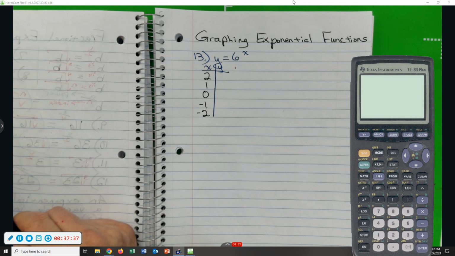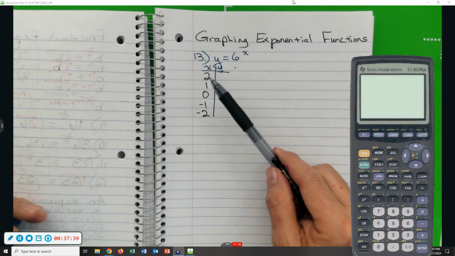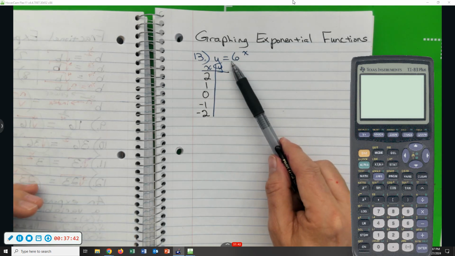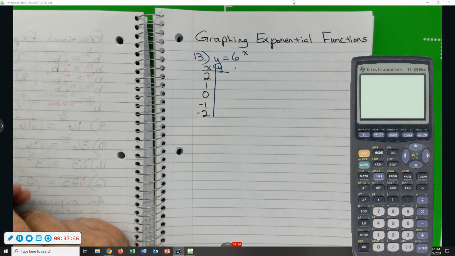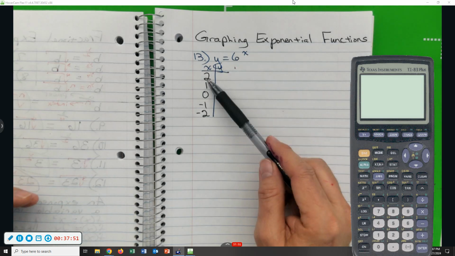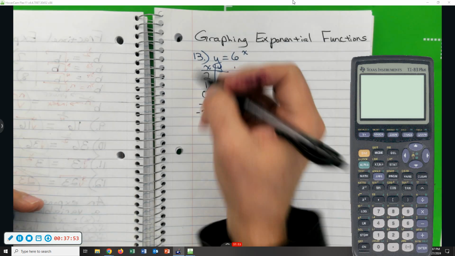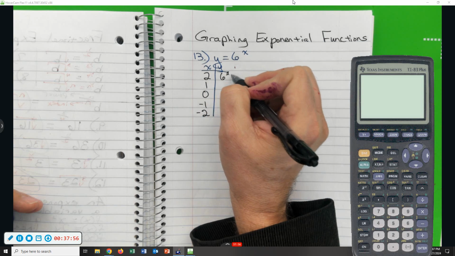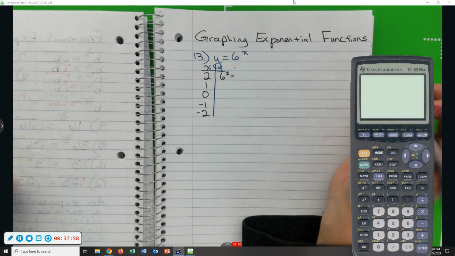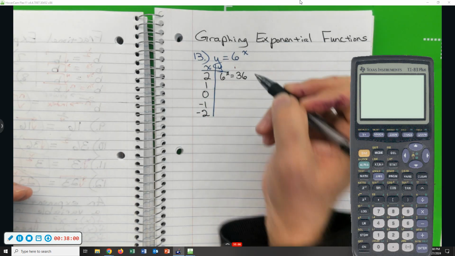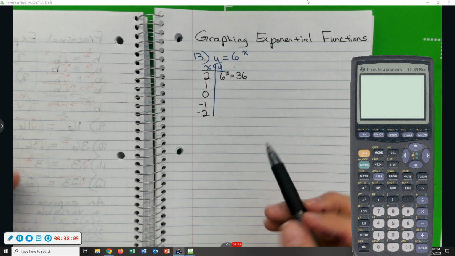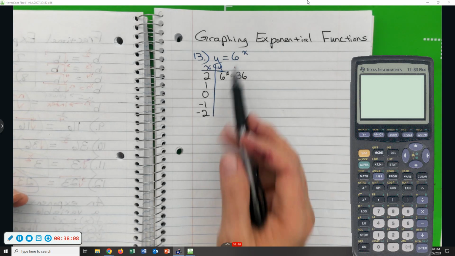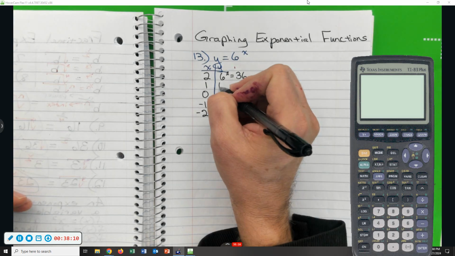Some of these points you may not want to bother plotting. When you plug in that 2 for x, 6 to the 2nd power, 6 squared, what are you going to get for that y coordinate? You're going to take the 2, plug it in for x, you get 6 squared, which is equal to what? 36. That's one of those points I'm not going to plot. I'm not going to try to count 36 units up. What about 1? 6 to the 1st power. What's that going to give us?